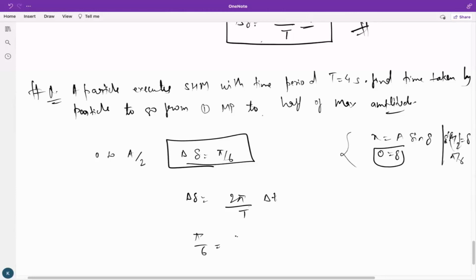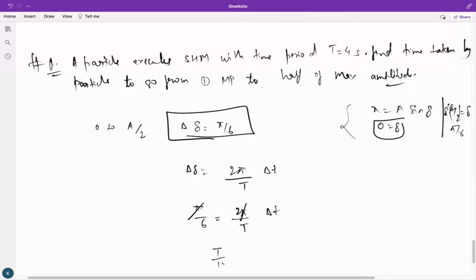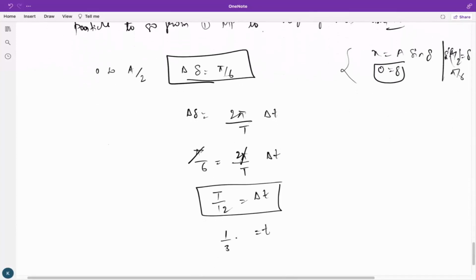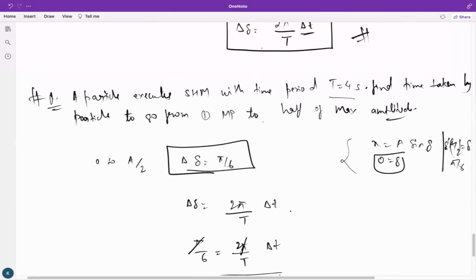So pi by 6 is equal to 2 pi by T into delta t. This is our phase, right? Pi and pi get cancelled, and here we will get T by 12. So this is the time. That means if our time period is given as 4 seconds, our time taken is nothing but 1 by 3 seconds. That means in just 1 by 3 seconds, our particle covers half of the maximum amplitude distance.